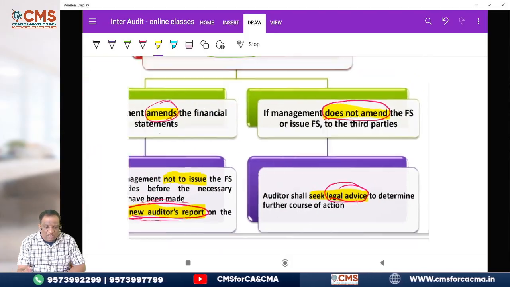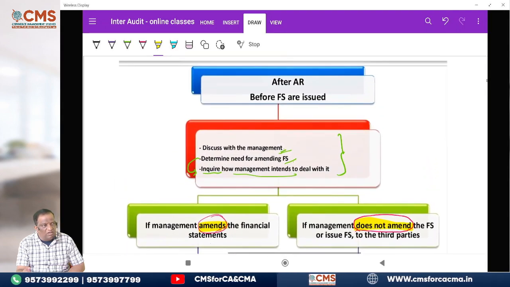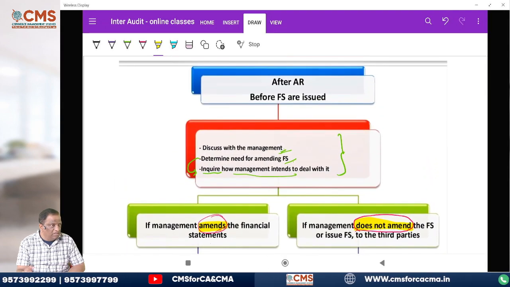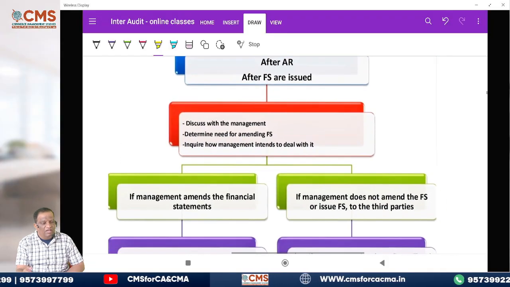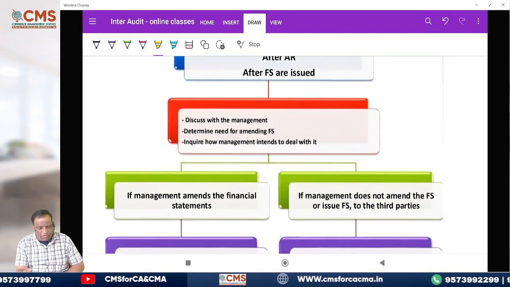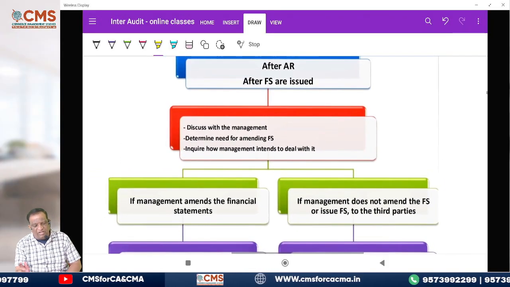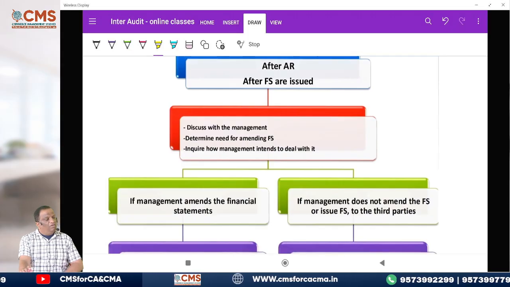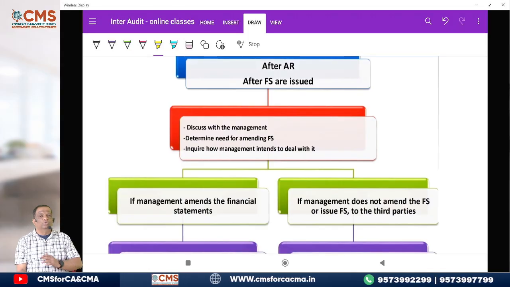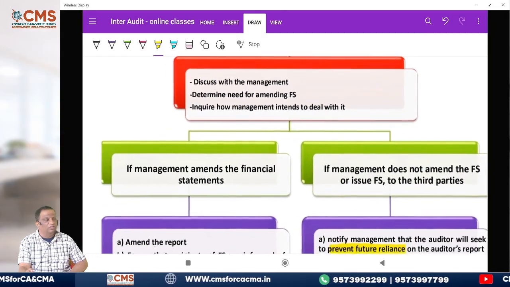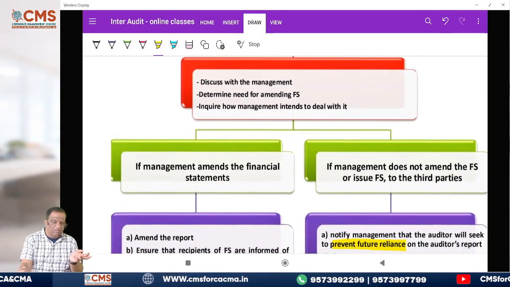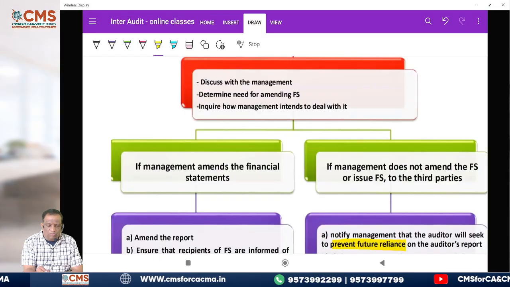This is when the financials have not yet been circulated. But the third scenario: what if not only have I issued the audit report, but the audited financials are also circulated? The financials are also issued to the users. Then what do I need to do? Then again, I will go back to the same process. First, I will discuss with the management: is it true what had happened?